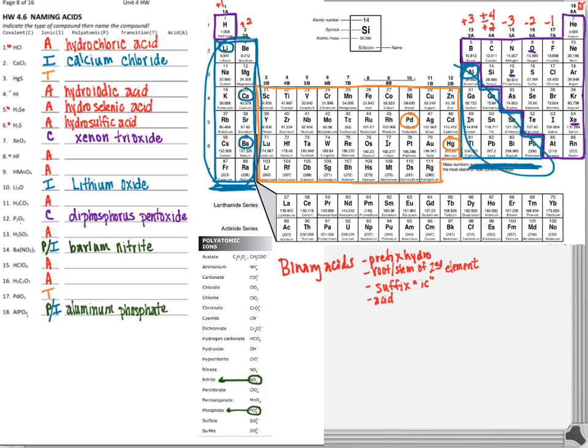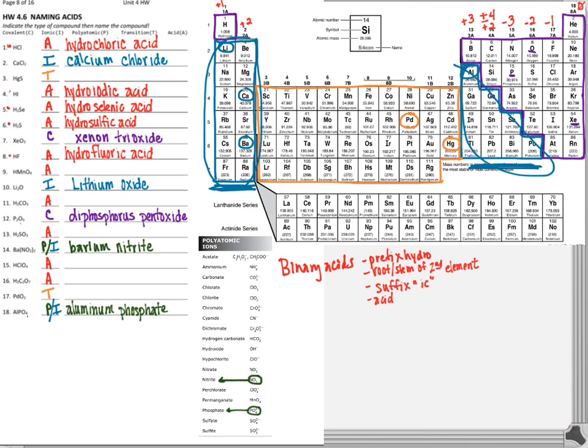All right, next one we have, and then fluor, F-L-U-O-R. You're going to change that ending to ic, make that C better. And then you're going to end it with acid. And I believe those are my binary acids.